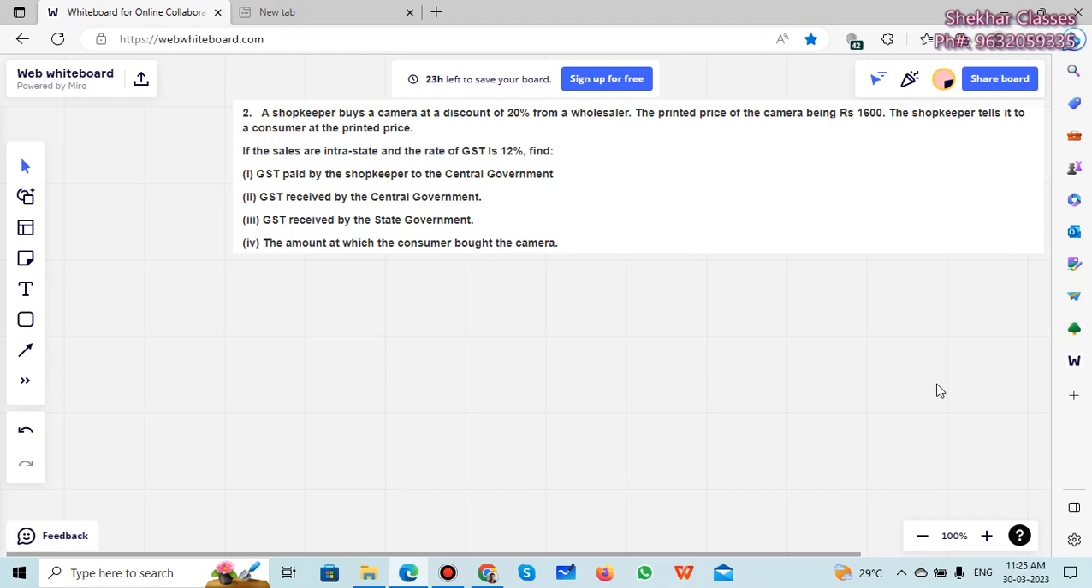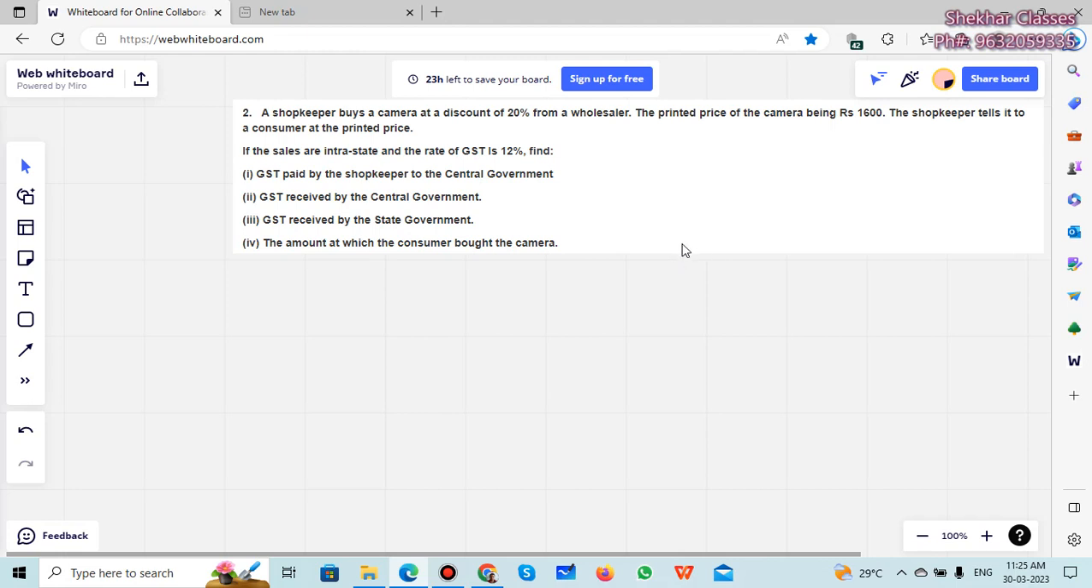Question. A shopkeeper buys a camera at a discount of 20% from a wholesaler. The printed price of the camera being 1600, the shopkeeper, it should be a misprinting here, sells it to a consumer at the printed price only. If the sales are intrastate, means within the state, and the rate of GST is 12%, find the following question answers.